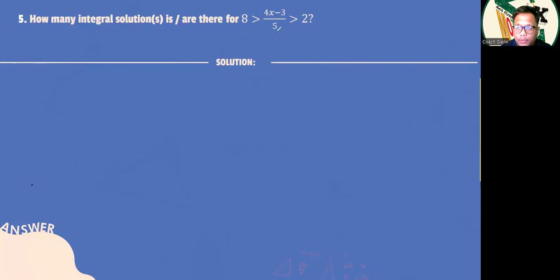So the first thing we want to do here is get rid of our denominator 5. To do that, we multiply by 5. So 8 times 5, that's 40. Here, we just cancel the denominator, so that becomes 4x minus 3. And then 2 times 5 is equal to 10. Next, we get rid of negative 3. To do that, we add 3 to each side.